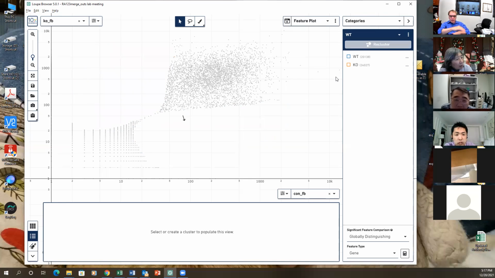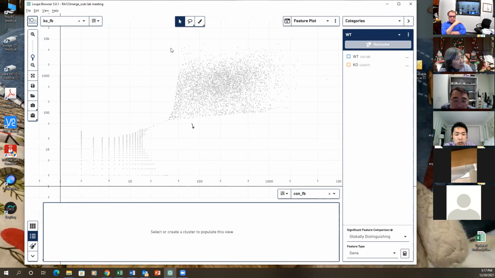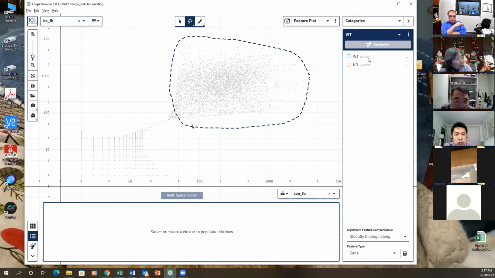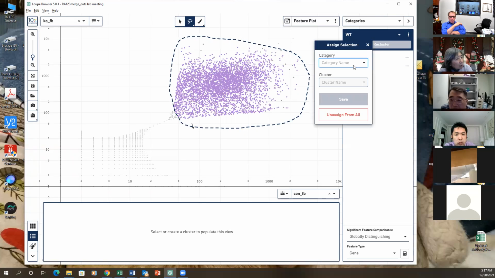Okay. Now you can gate double negative, double positive. You set up a gate, and then name it. Yes, you draw the gate. You draw that gate for double negative. Yes, exactly. You made some cells. Okay. So now category WT and then doublets. I put doublets. That's exactly what I did. Doublets. Okay. Then okay, save.